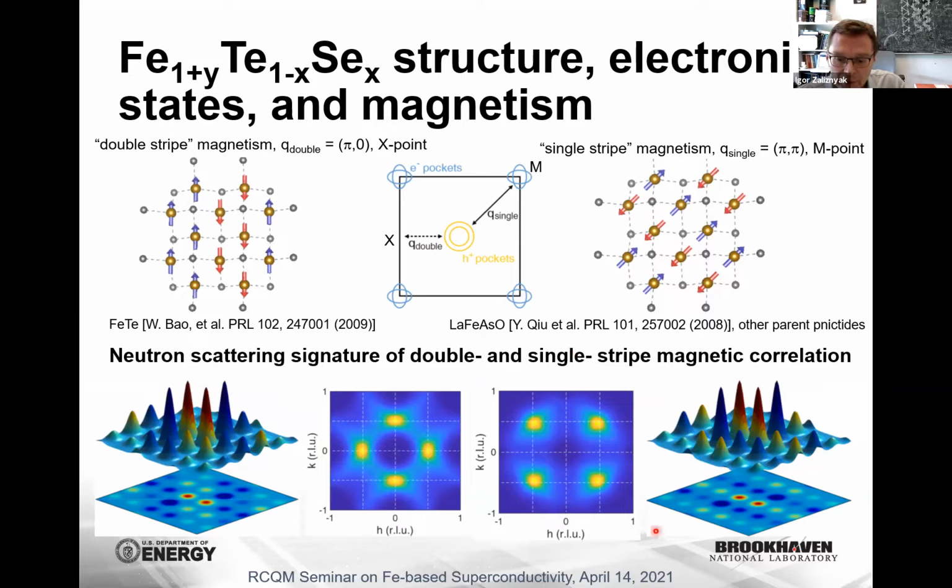what would be measured by neutron scattering, shown in the right middle panel with strong intensity at (pi, pi) points here, while neutron scattering would show a pattern with stronger intensity at (pi, 0) points in a short-range dynamical version of double stripe magnetic order.